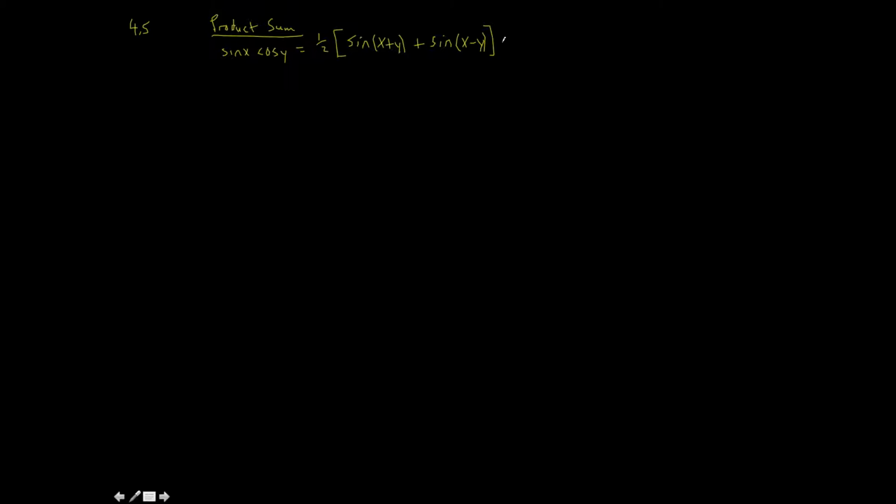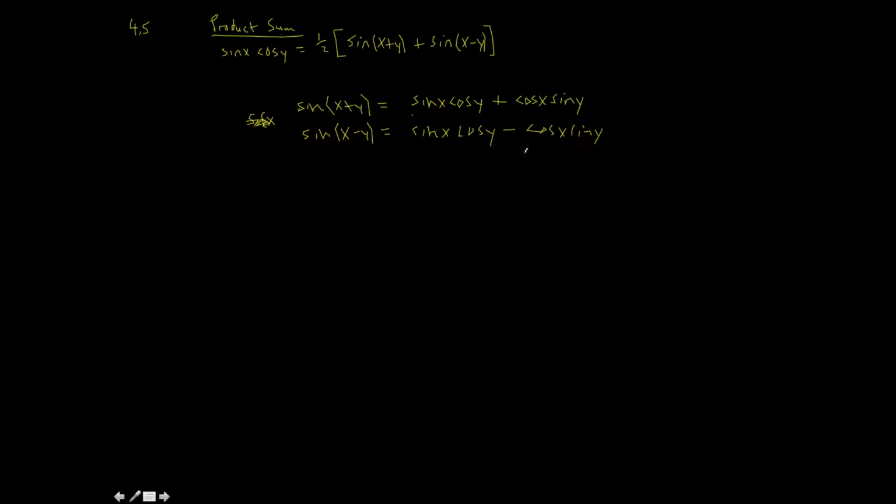Basically what they're doing here is if I were to take the sine of x plus y and the sine of x minus y, which that's going to be sine x cosine y plus cosine x sine y, and we have sine x cosine y minus cosine x sine y.